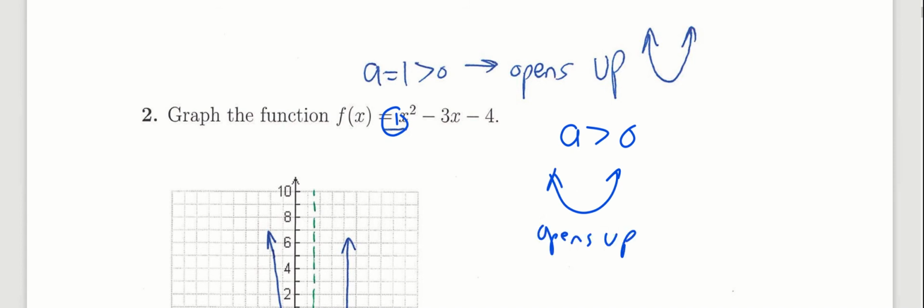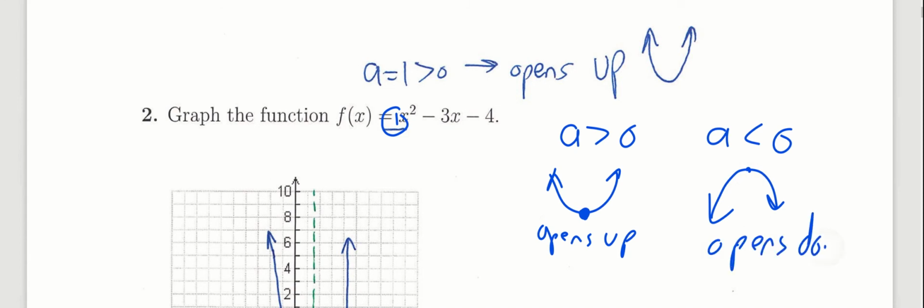And in terms of applications, any quadratic that opens up, its vertex is going to be a minimum value. On the other hand, if that a value is less than 0, those are the ones that are going to open down, and the resulting vertex would correspond to a maximum value.